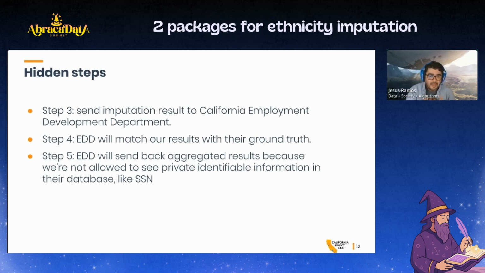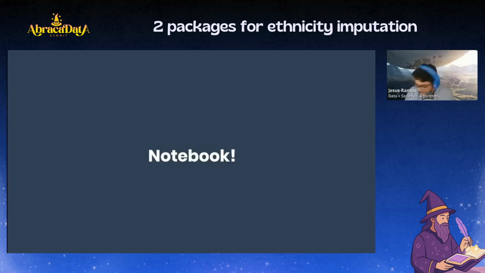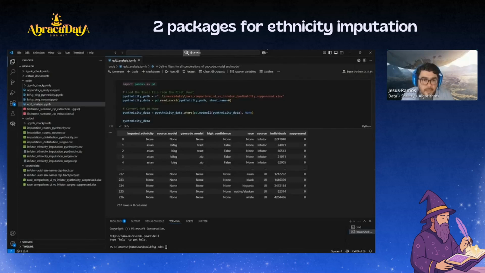We have SSN, but they come from a database that we bought that is Imputer. But the EDD has SSNs that come from real people, the population they serve. So we're not allowed to see that. Now, I am able now to show you a notebook. So I'm going to go through the notebook really quickly.